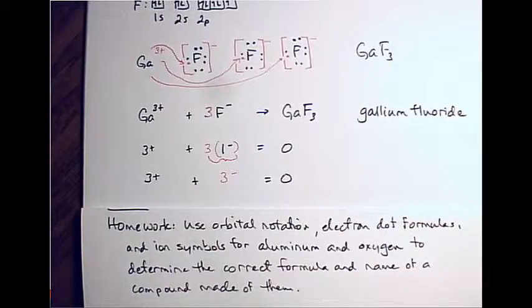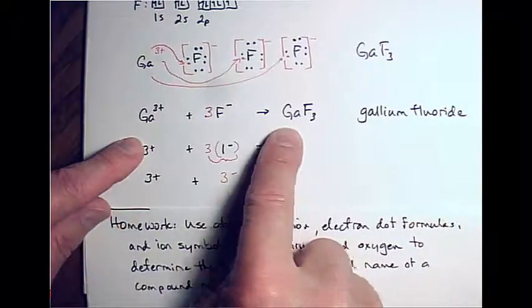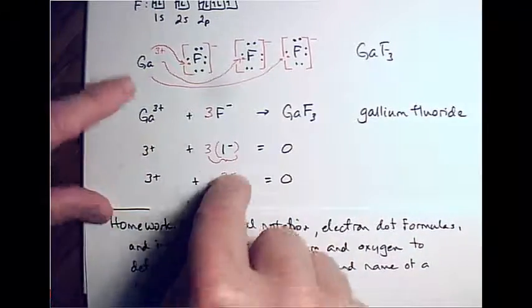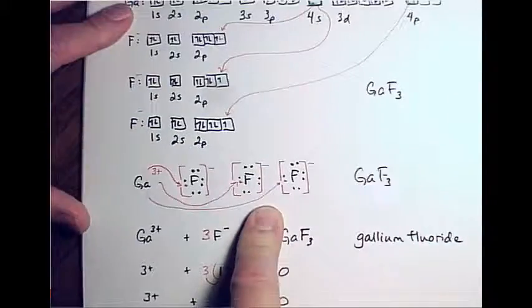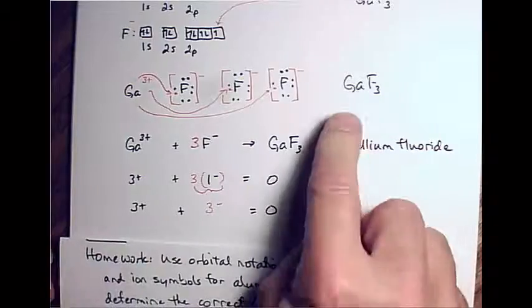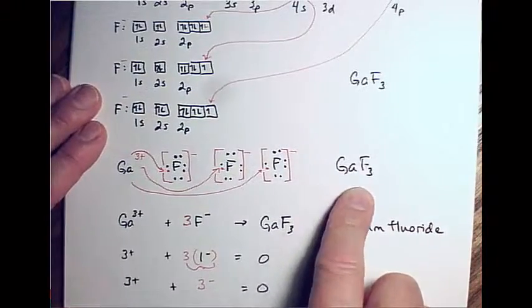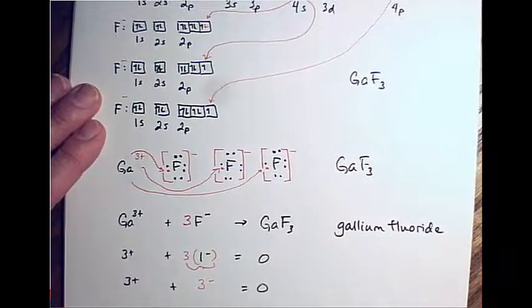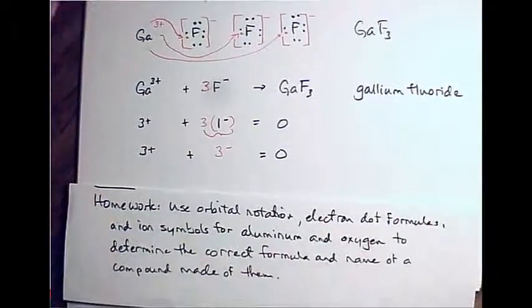Alright, so when you get everything done, you're going to find there's a formula when you balance out the charges here, balance out the electron dots, or move the electron arrows around, all of those are going to give you gallium fluoride, GaF3, and the name is gallium fluoride. Alright, and there's your homework.